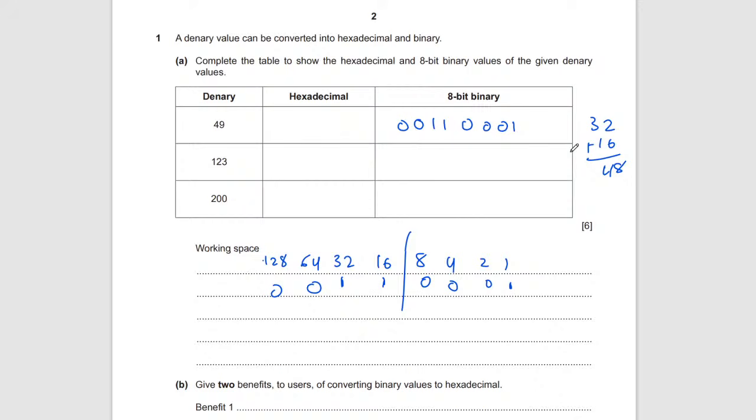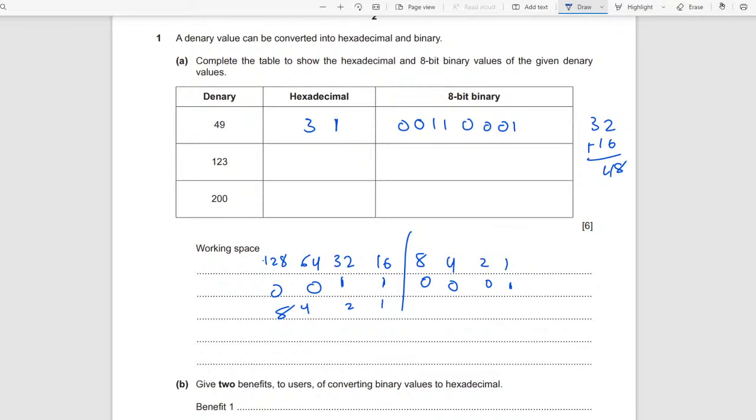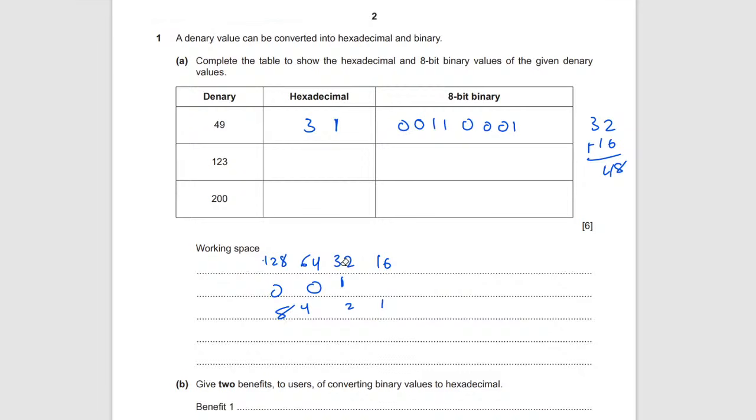So to convert to hexadecimal here, it'll be 1 here, and it'll be 1 2 4 8, so it'll be 3 here. If you don't understand how I did that, I've made many videos on hexadecimal and binary and all that sort of stuff, so go and have a look at that.